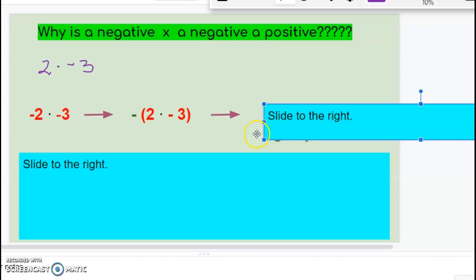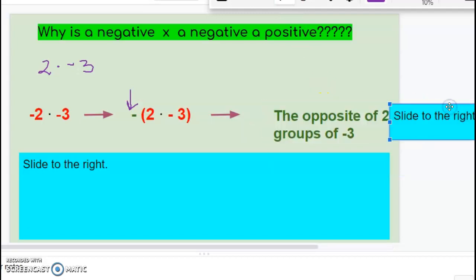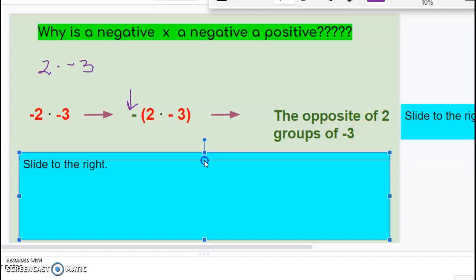Now we're going to read this. And if you remember, we can read this as the opposite of two groups of negative 3. The opposite of two groups of negative 3. So let's look at what that would look like here.